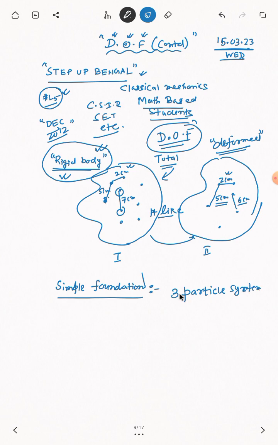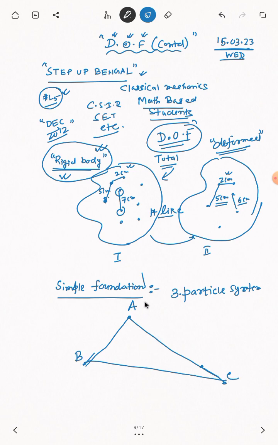What is the three particle system? Now the point comes, what is the three particle system? Say this is one particle, this is two, this is three. That means the vertices of any triangle, this is the three particle system, A, B and C.